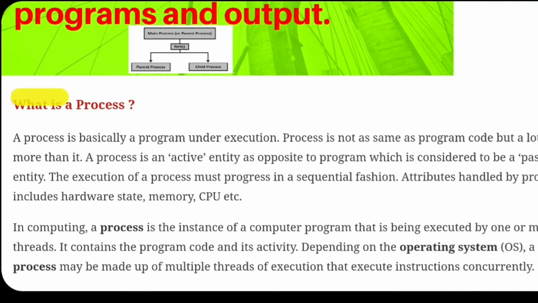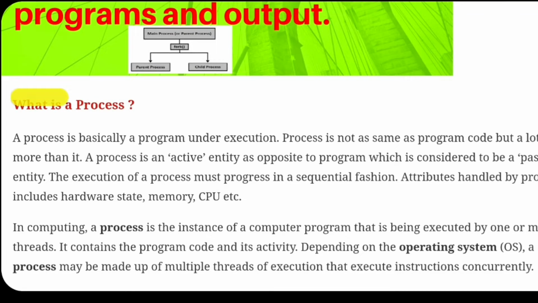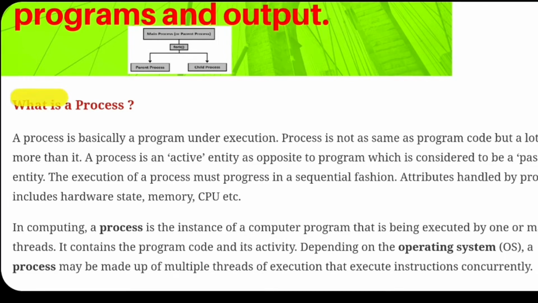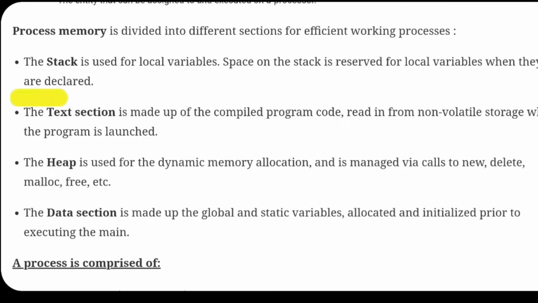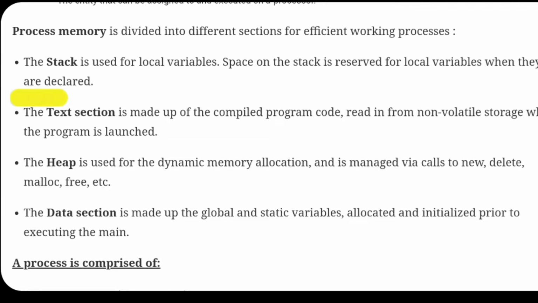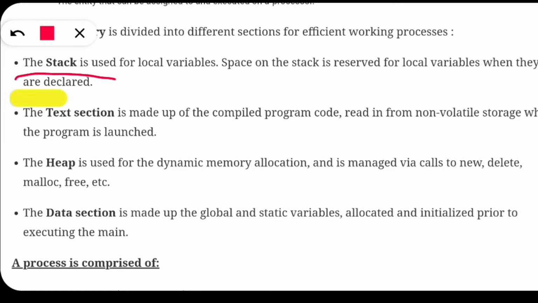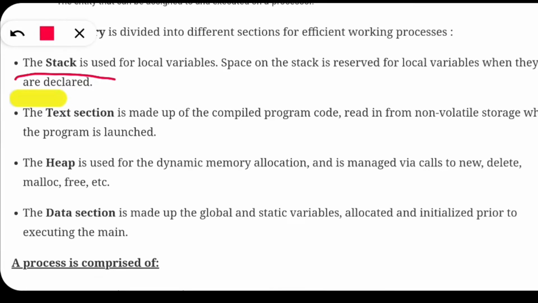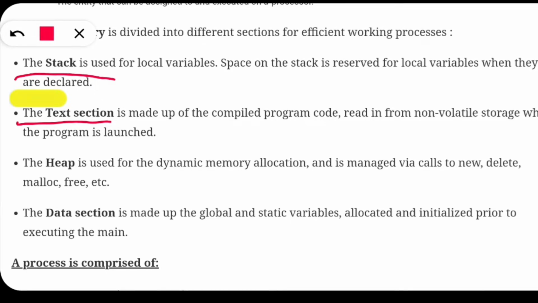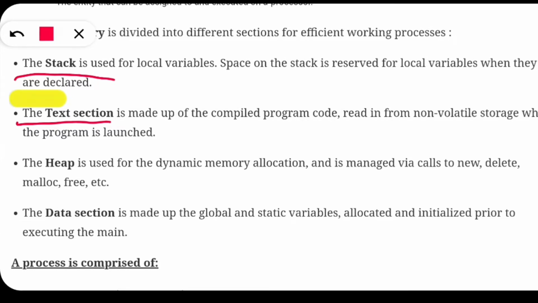What is a process? A process is basically a program under execution. The process memory is divided into different sections for efficient working of processes. Say the stack. It is used for local variables. Space on the stack is reserved for local variables when they are declared. The text section is made up of compiled program code, read in from non-volatile storage when the program is launched.